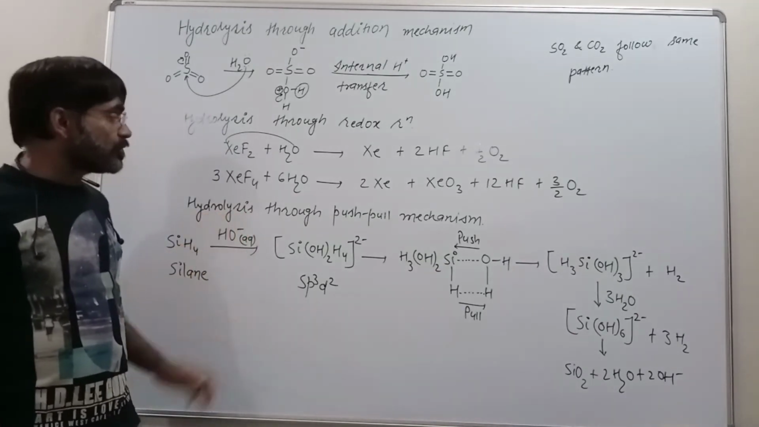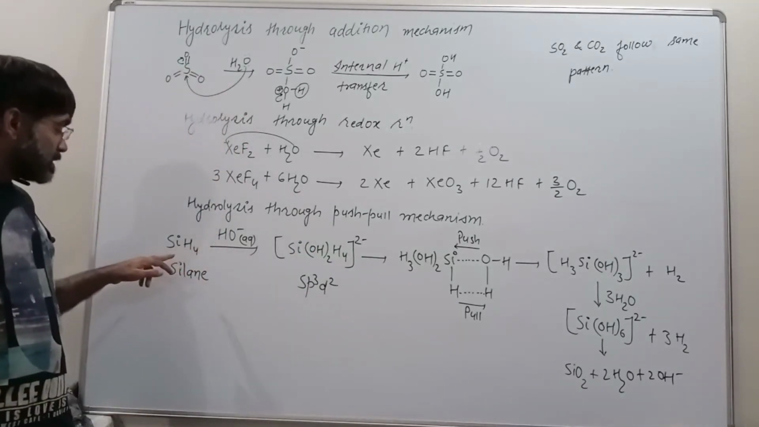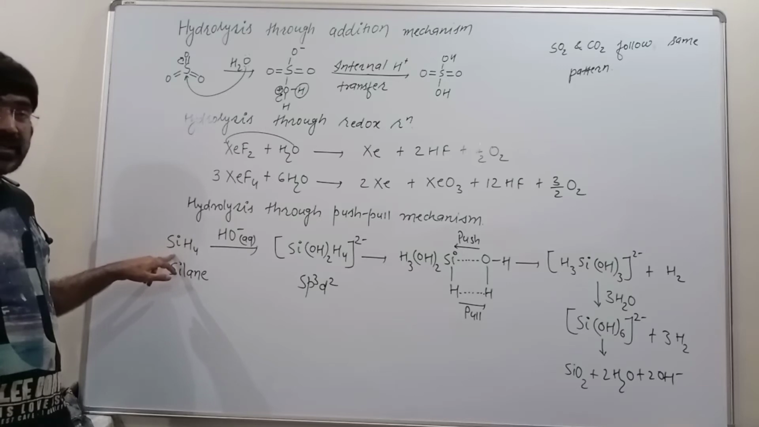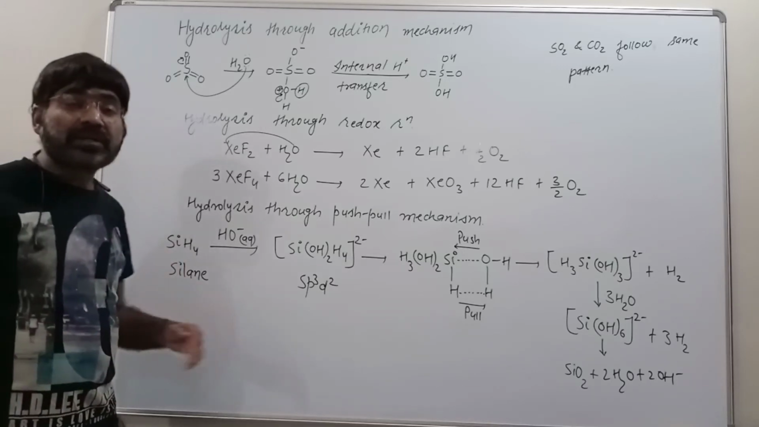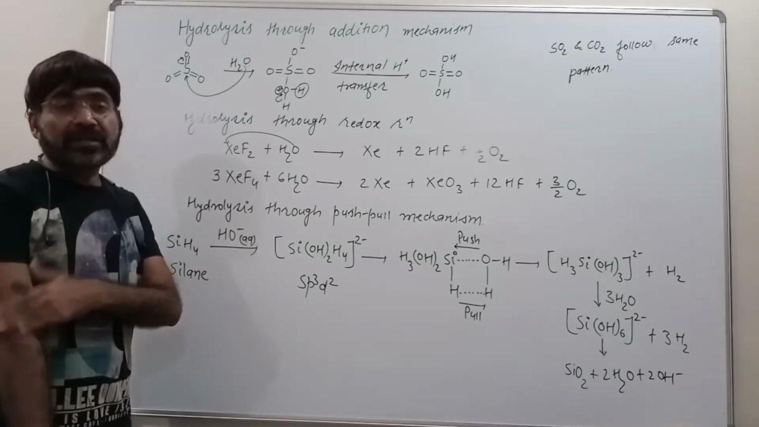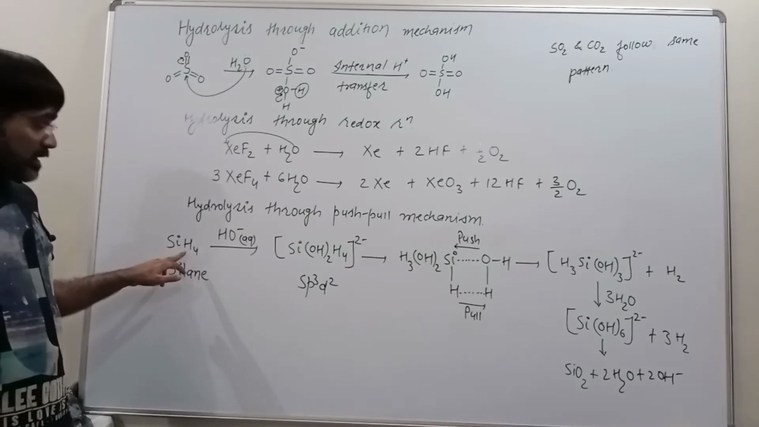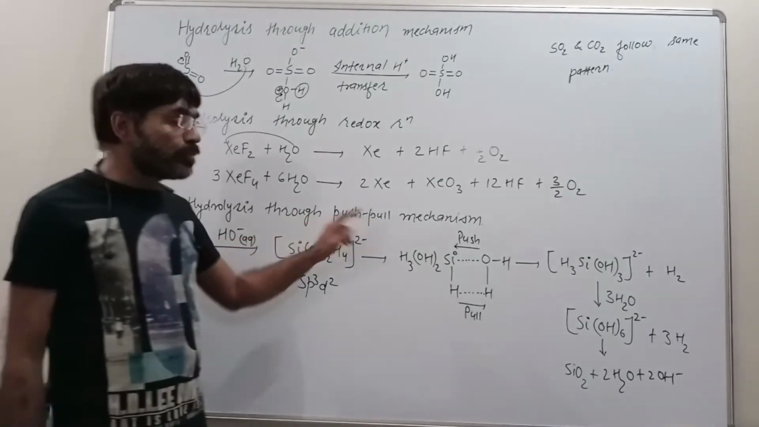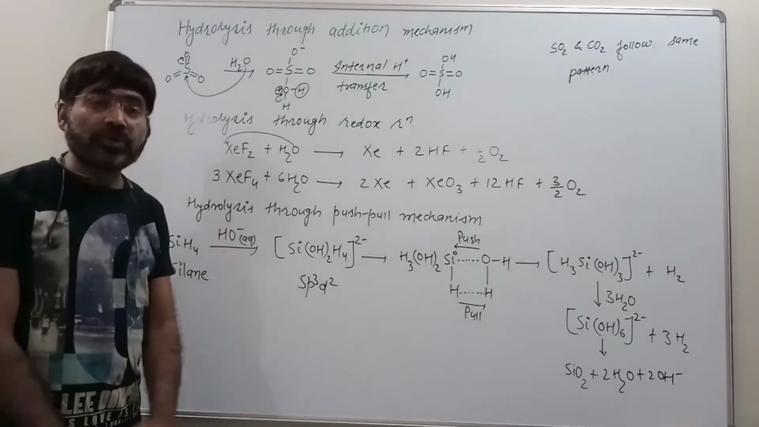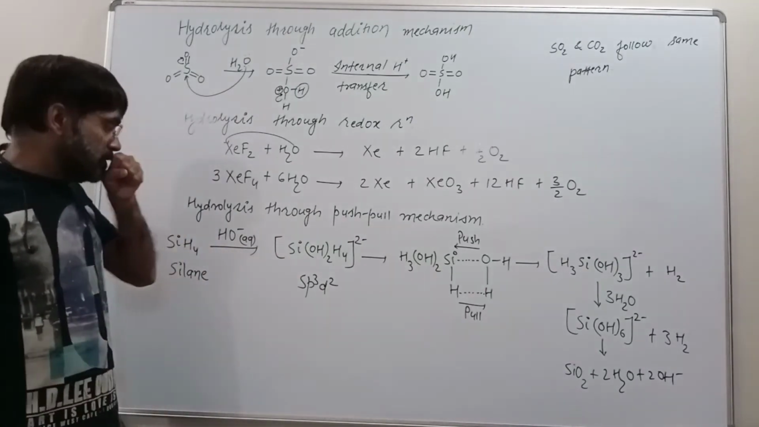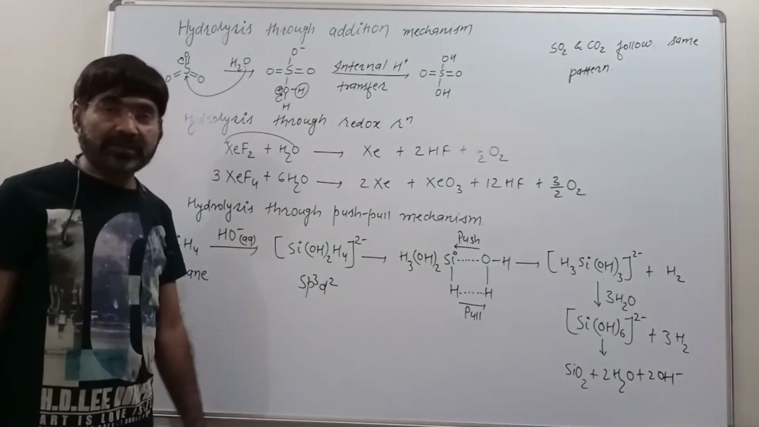The last phase of hydrolysis is through the push-pull mechanism. In this hydrolysis, we are considering the example of SiH4, which we call silane, in analogy with CH4, which we call methane or alkane. So SiH4, its hydrolysis we are considering in the push-pull mechanism. This hydrolysis is catalyzed by dilute alkali. Hydrolysis of silane is catalyzed by dilute alkali.